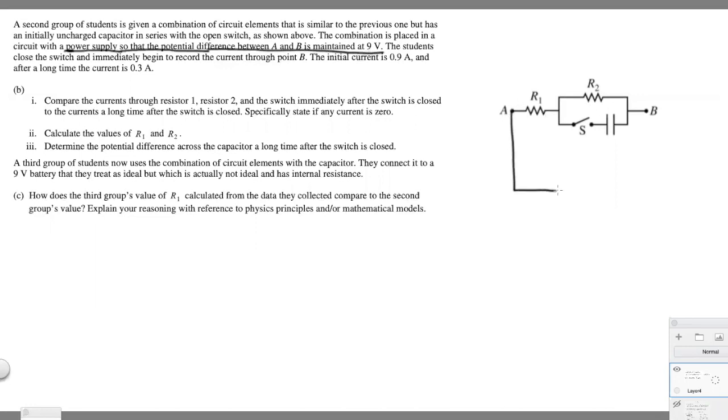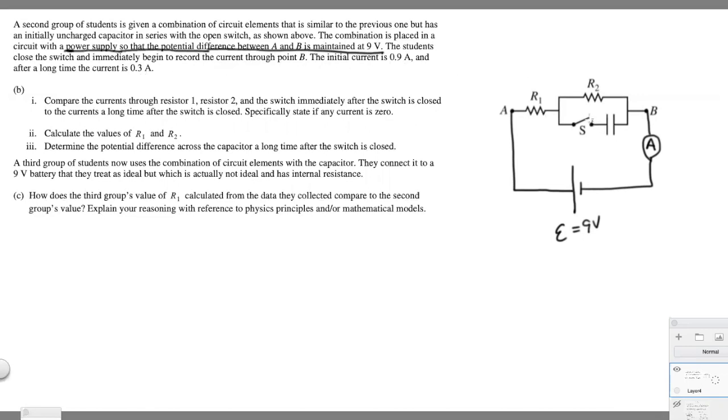So our circuit diagram, this is a power supply, and we're going to want to be able to record current again. So that's going to be our diagram, and we'll label this E, that's 9 volts. Now, here we're actually given values. The initial current is 0.9 amps, and then after a long time it's 0.3.